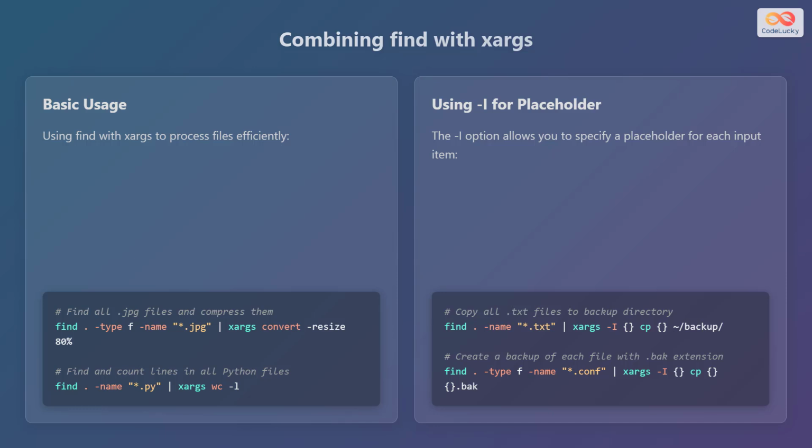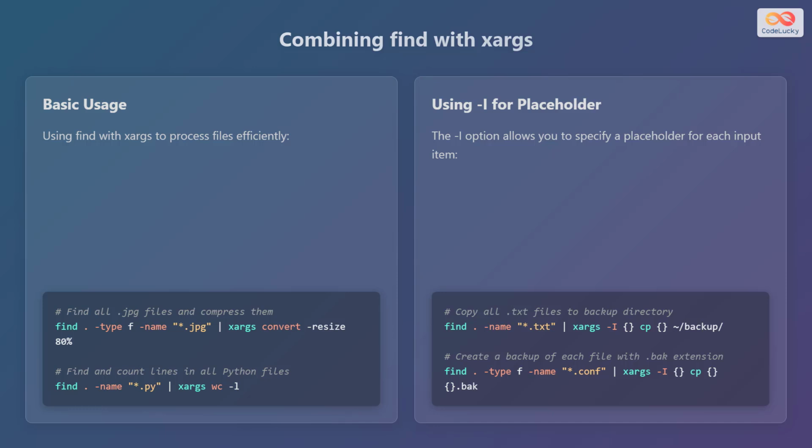the convert command. To find and count lines in all Python files, you can use the command find . -name "*.py" | xargs wc -l. This command finds all Python files in the current directory and counts the number of lines in each file using the wc command. The -I option allows you to specify a placeholder for each input item. To copy all text files to a backup directory, you can use the command find . -name "*.txt" | xargs -I {} cp {} /backup/. This command finds all text files in the current directory and copies them to the backup directory.